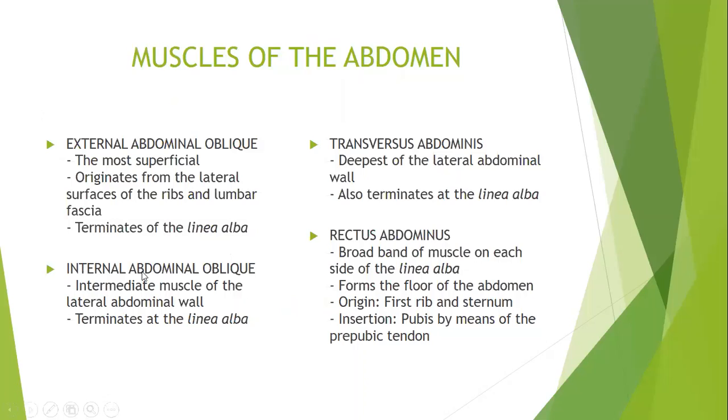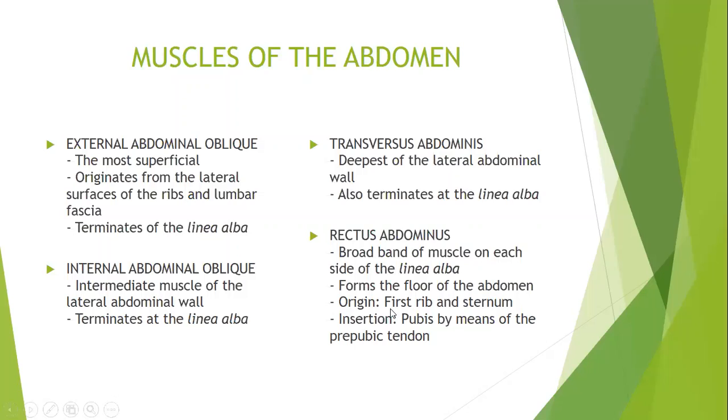We also have the internal abdominal oblique. This is the intermediate muscle of the lateral abdominal wall. And again, it terminates at the linea alba. We also have the transverse abdominis, which is the deepest of the lateral abdominal wall. Again, it terminates at the linea alba. And the rectus abdominis, which is a broad band of muscle on each side of the linea alba and forms the floor of the abdomen.